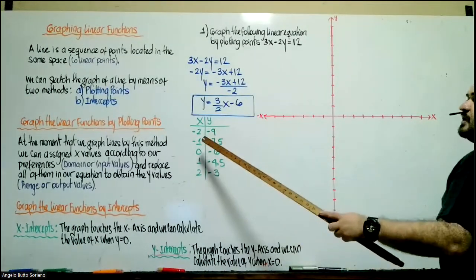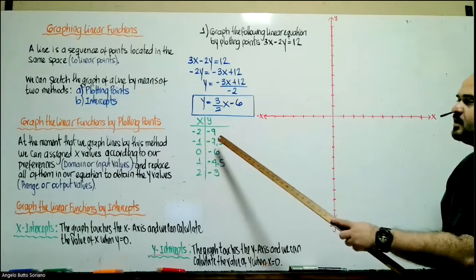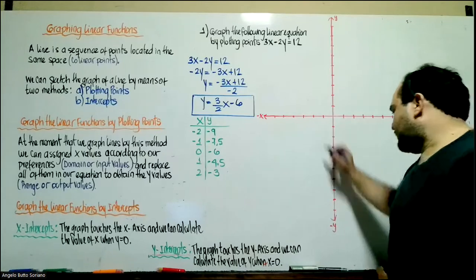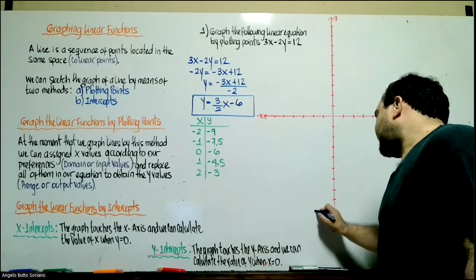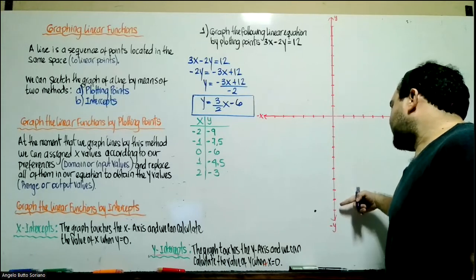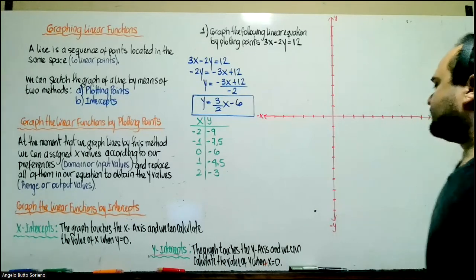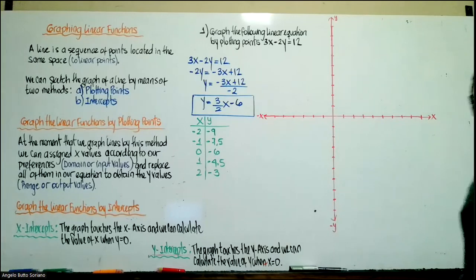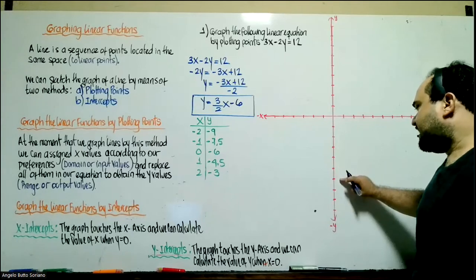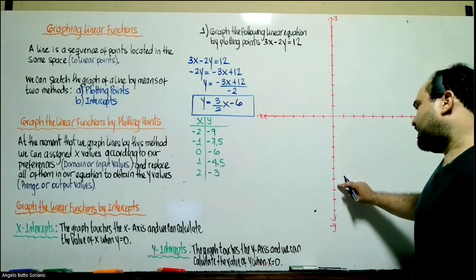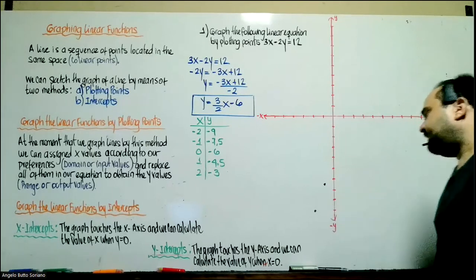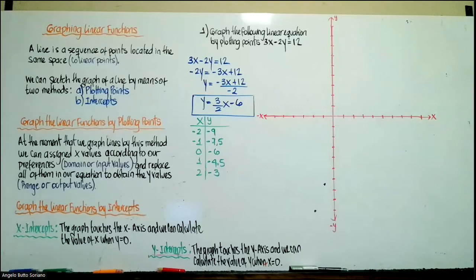For example, for the letter x, when x equals -2, the point on the y-axis will be -9. So the first value will be located over here, okay? 1, 2, 3, 4, 5, 6, 7, 8, 9. -9 in y, -2 in x. Then -1 with -7.5. 7.5 will be located between 7 and 8. That will be the second point.